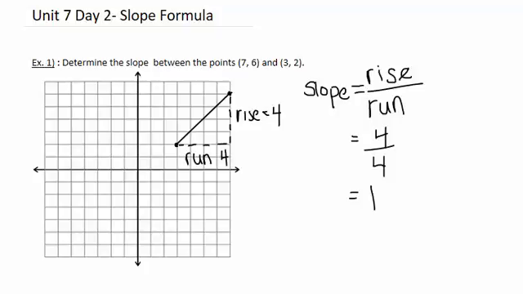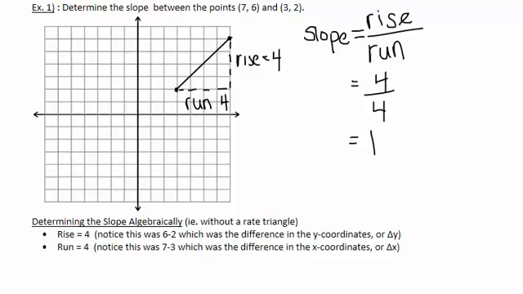Next, we're going to investigate if there's a way to calculate slope without using the rate triangle. So to get you guys thinking about how we can maybe do this, there's a few things I want to point out. To determine the slope algebraically, so without this rate triangle method, notice that the rise equals 4 is actually equal to the difference in the y coordinates. So if we were to take 6 minus 2, we get a rise of 4. Likewise, through the rate triangle we found our run was 4, but that's also equivalent to the difference in the x coordinates, so 7 minus 3.